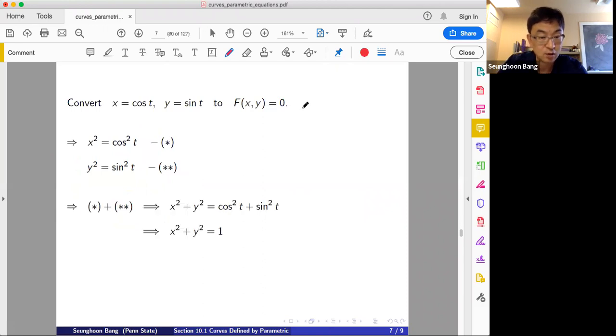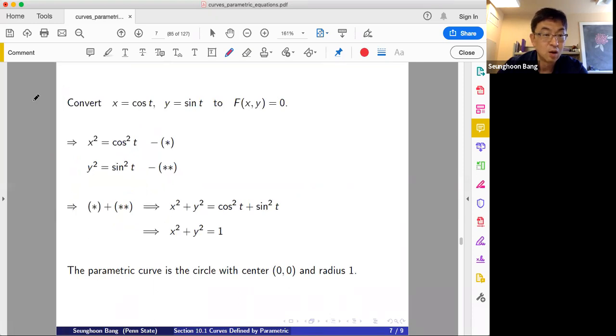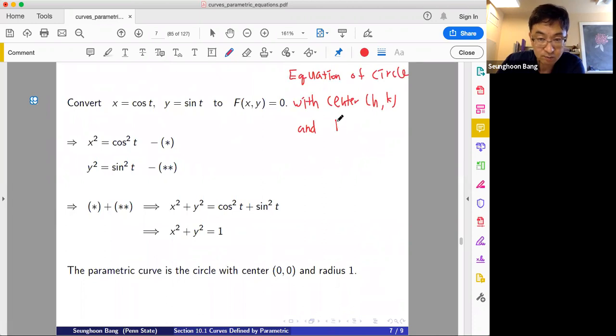We have this one. This is the idea. One more. Do you know the equation of a circle? What's the equation of a circle with center (h, k) and radius r? Do you know that? What's the equation?